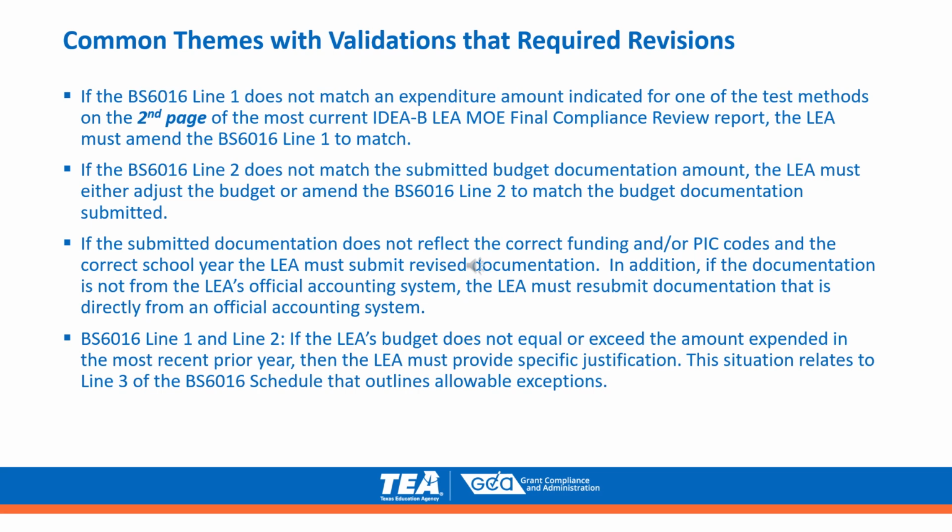And the final scenario is if, for BS 6016 line 1 and line 2, the LEA's budget does not equal or exceed the amount expended in the most recent prior year, then the LEA must provide specific justification. This situation relates to line 3 of the BS 6016 schedule that outlines allowable exceptions. You can find more information and training material about allowable exceptions on the IDB LEA MOE webpage.